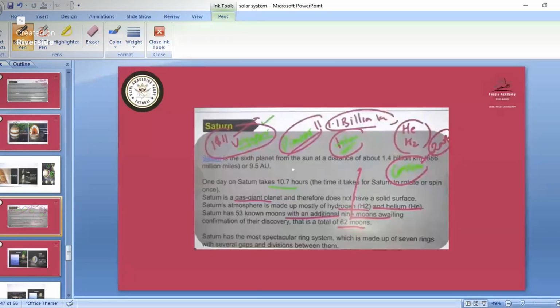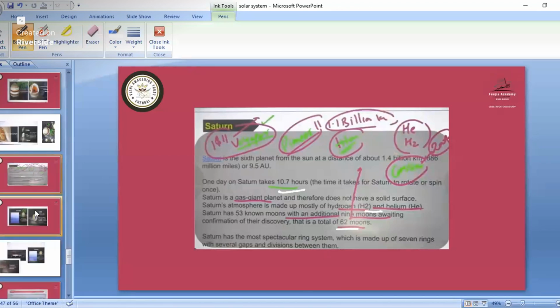Okay, now we'll see about Saturn. Saturn is also known as the ring planet, because it has a ring system. It is 1.4 billion kilometers away from the Earth, and Saturn takes 10.7 hours to rotate on its axis. It is a gaseous planet, its atmosphere has hydrogen and helium, and it has a total of 62 moons. Saturn has a ring system made up of 7 rings with several gaps, and we'll see all those rings also.